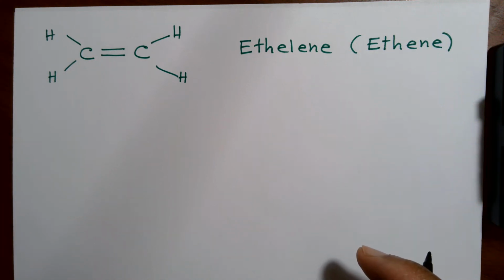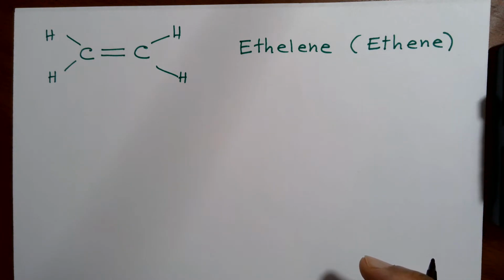This is the third video about hybridization. In this video I'm going to explain hybridization in the ethylene molecule, a double bond containing molecule, and the acetylene molecule, a triple bond containing molecule. Let's see how we can explain hybridization in ethylene and acetylene.